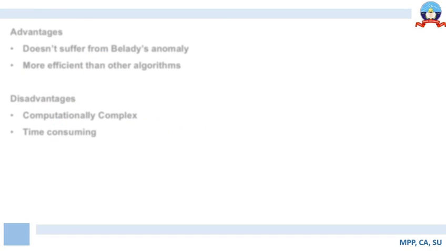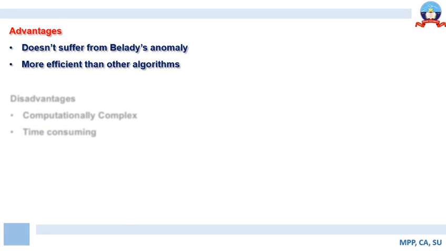Now let us go through some of the advantages and disadvantages of the LRU page replacement algorithm. The first advantage is that LRU does not suffer from Belady's anomaly. We talked about Belady's anomaly in the previous class, which states that with the increase in the number of frames, there will be an increase in the number of page faults. LRU does not suffer from Belady's anomaly. It is comparatively more efficient than other algorithms, because it keeps track of the way the pages are being utilized over a period of time.